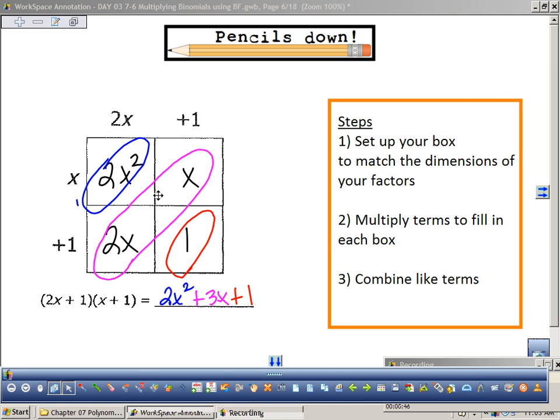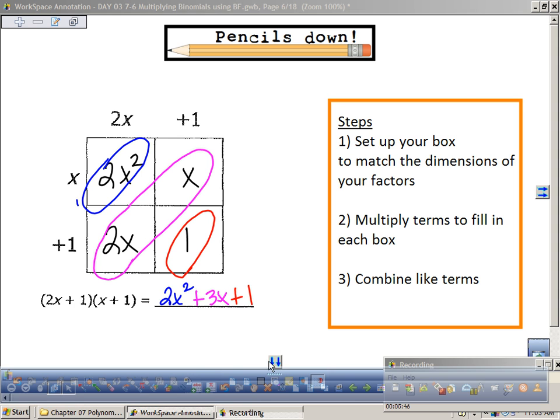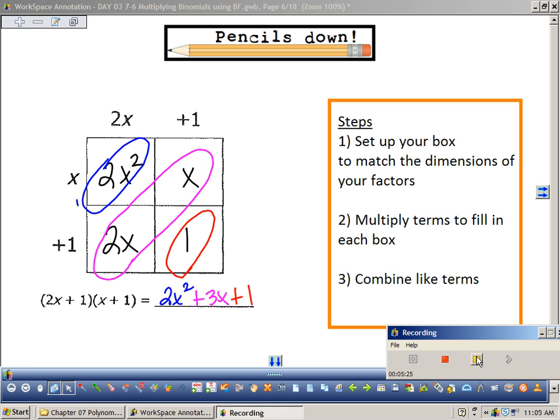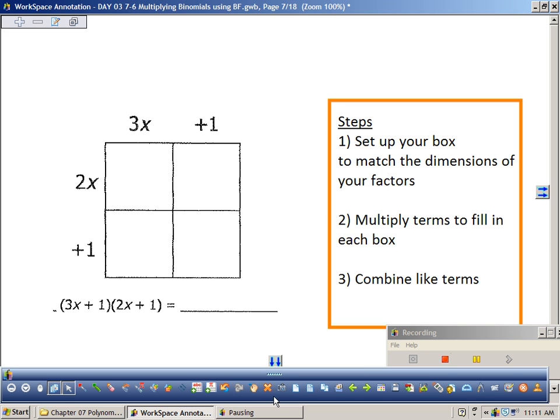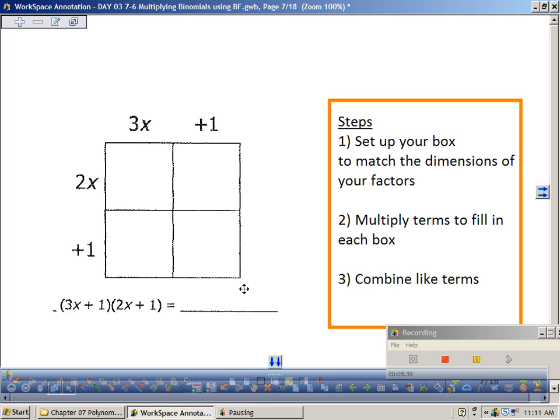I already had a box set up. It was a 2 by 2 box. Multiply terms to fill in each box. That's what we did. Combine like terms, and it's on a diagonal. Question? All right, copy that down. Okay, so let's continue on to the next one. I don't think I need to do pencils down on this one with this class. Let's get whiteboards out. In fact, not whiteboards, but just make sure that you get those burritos out, and let's do it. Let's use our desk.